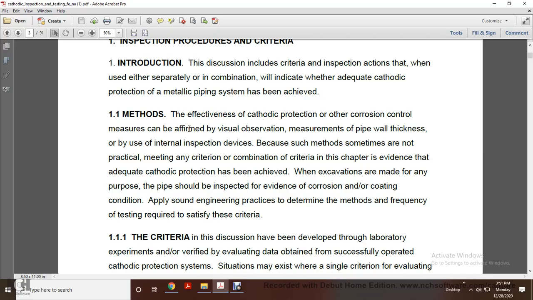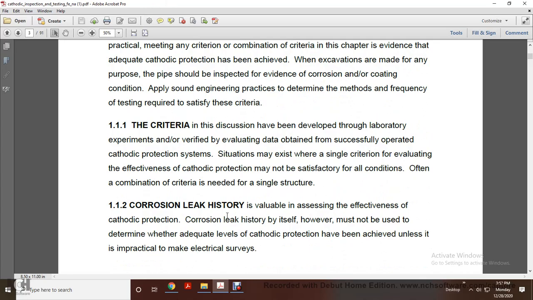When excavations are made for any purpose, the pipe should be inspected for evidence of corrosion and coating condition. Apply sound engineering practices to determine the method and frequency of the testing required for the safety of these criteria. 1.1.1. The criteria in the discussion have been developed through laboratory experiments, verified by evaluating data obtained from a successfully operated cathodic protection system. Situations may exist where a single criterion for evaluation of the effectiveness of the cathodic protection may not be satisfactory for all conditions. Often, a combination of criteria is needed for a single structure.